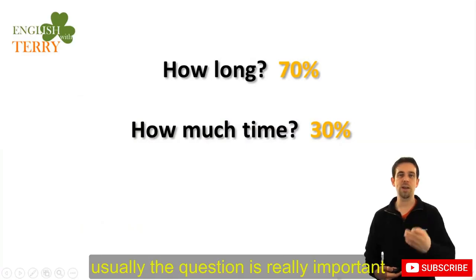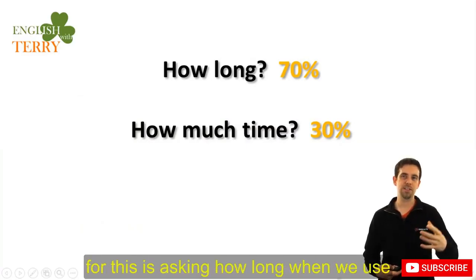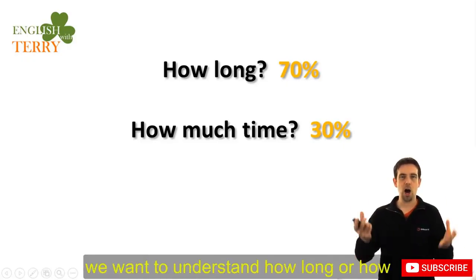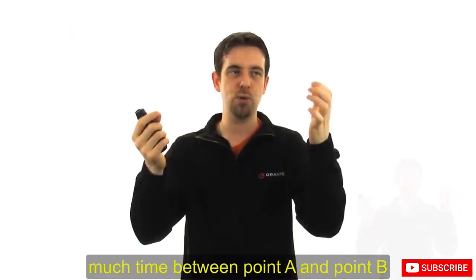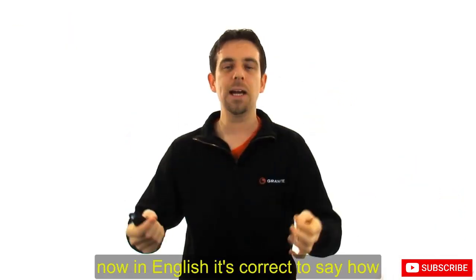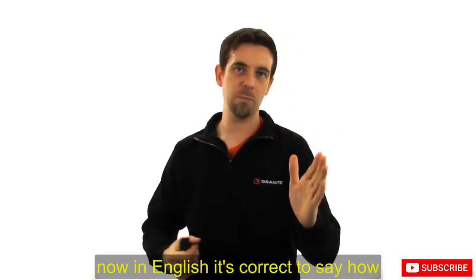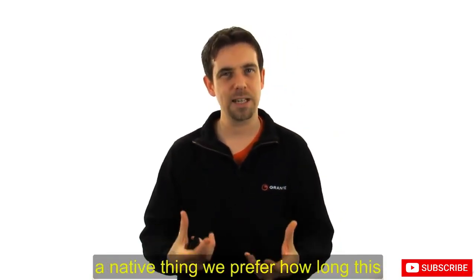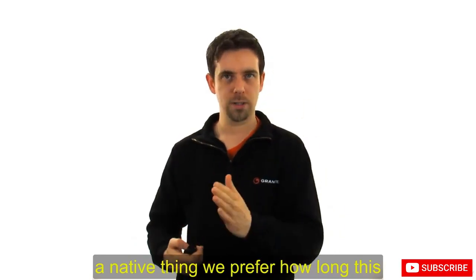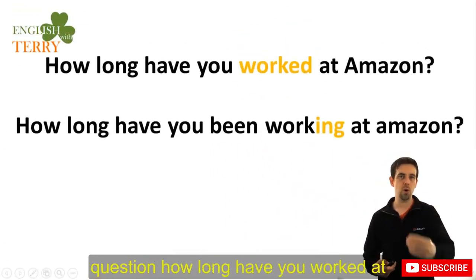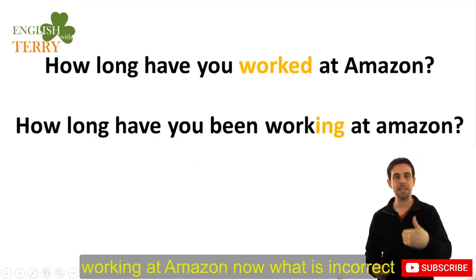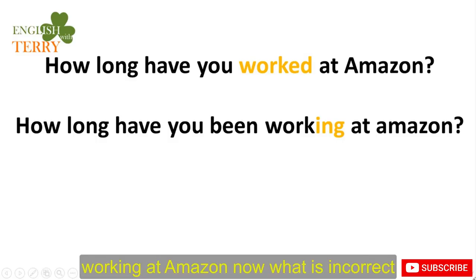Now, usually the question that's really important for this is asking how long. When we use the present perfect, usually we want to understand how long or how much time between point A and point B. Now, in English, it's correct to say how much time. It's not very natural. It's not a native thing. We prefer how long, this question. How long have you worked at Amazon, right? Or how long have you been working at Amazon?